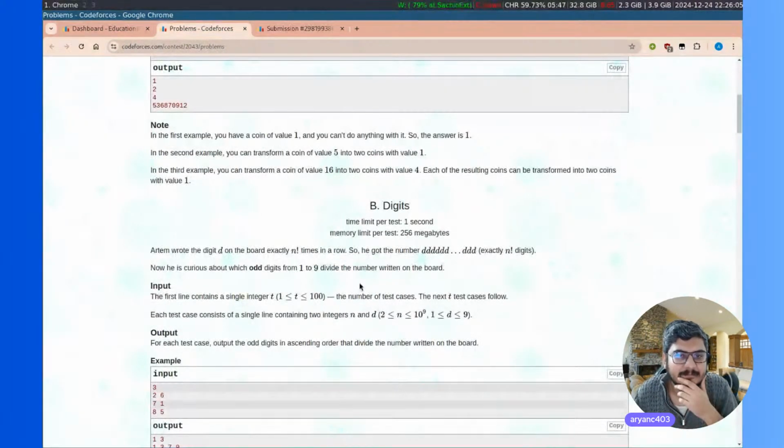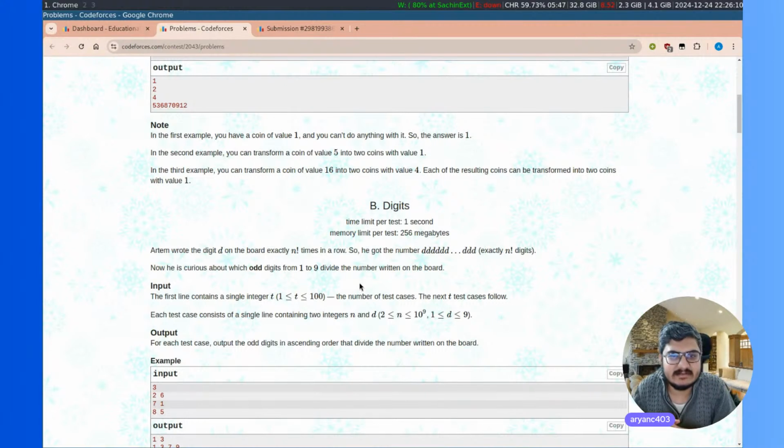I will move to problem B. Ahem wrote the digit d on the board exactly n factorial times in a row. So he got d written n factorial times. Now he is curious which odd digits from 1 to 9 divide the number written on the board.